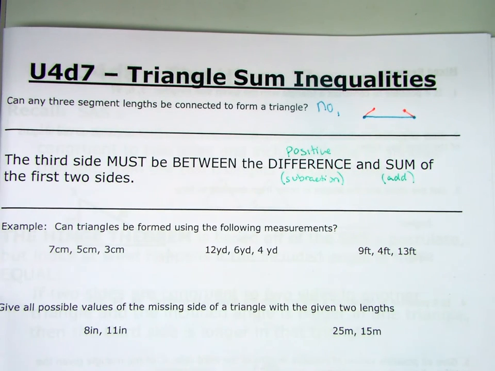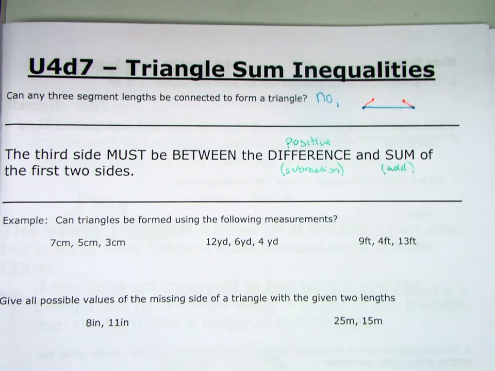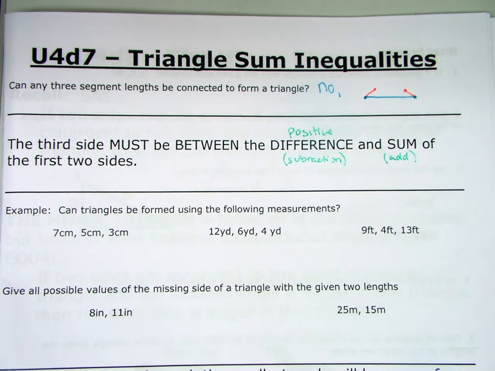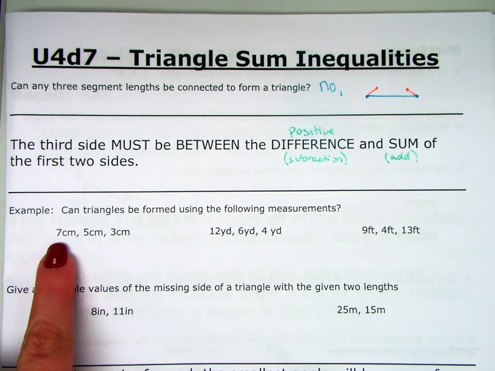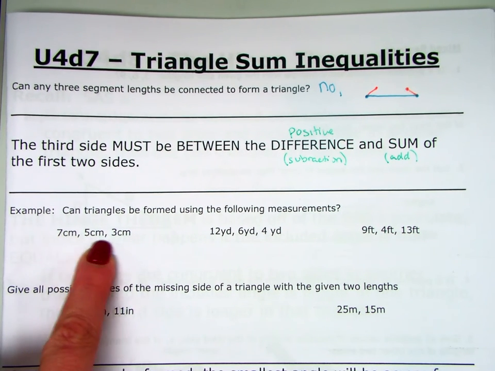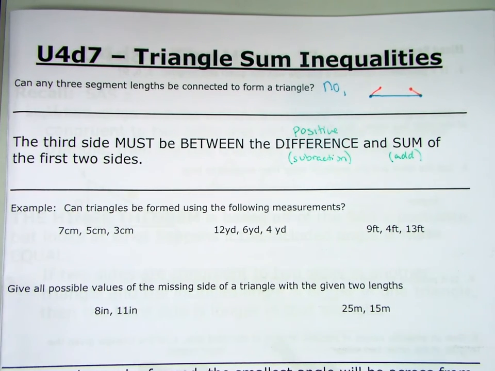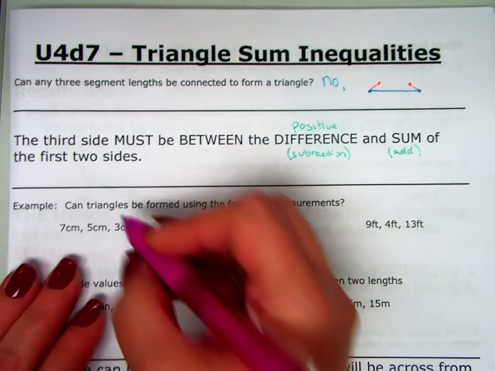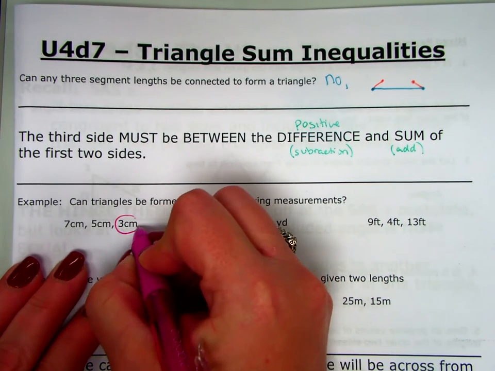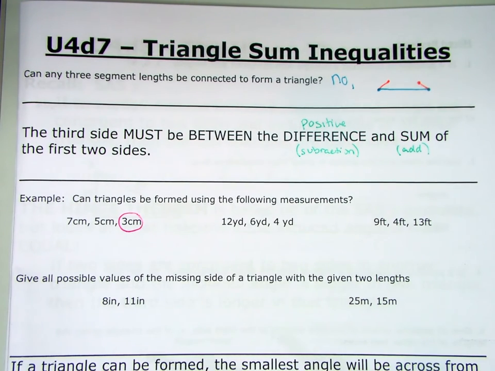So if I'm just given three side lengths and it says, can I make a triangle? All I have to do is pick one and call it the third side. It doesn't even matter which one. And then look at the other two sides, difference and sum, and say, does the third one fall in between? Okay? So for example, when I have 7 centimeters, 5 centimeters, and 3 centimeters, I pick one to be my third side. I usually just go with the actual third side, but it doesn't matter. You can pick any of the three.